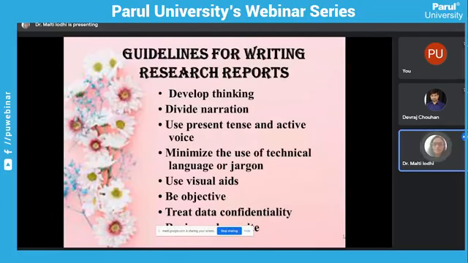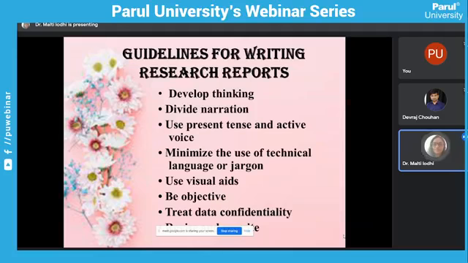First, we have to develop the thinking. Definitely, when you are starting to write a report or disseminate or communicate the findings of the research, you must develop the thinking. Which topic, which area, which place are you going to disseminate your research findings on? Then divide narrations. You have to divide your topic or research with the narrations. Then use present tense and active voice.